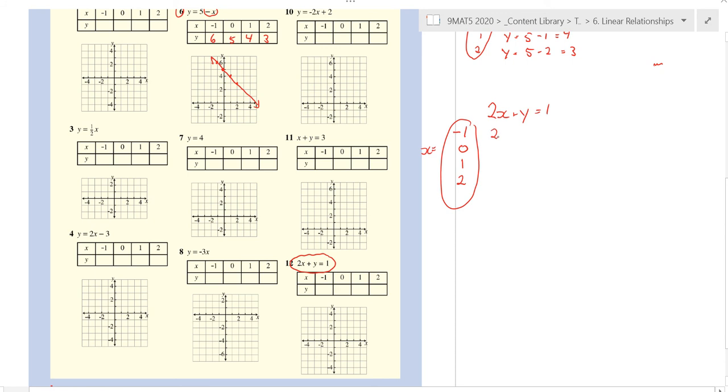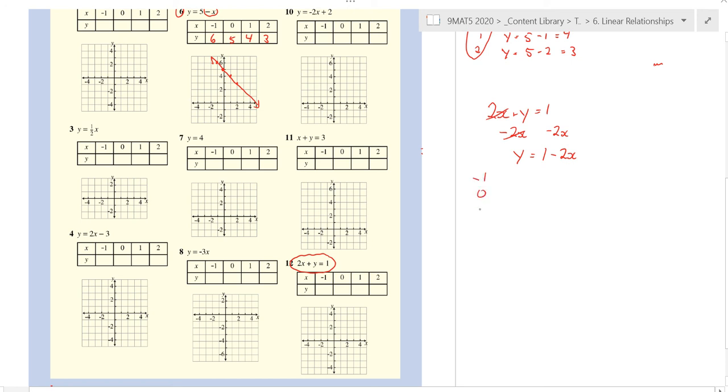We're going to have 2 times minus 1 plus y equals 1. Sorry, let me go back to here. What we want to do in the first place, before we do that, is set up our equation so that we have y on the left hand side. The first thing we want to do is get rid of the 2x, so we'll subtract 2x from both sides, and we'll have y equals 1 minus 2x. Those ones will cancel out. So we've done that. Now let's put our x values in.